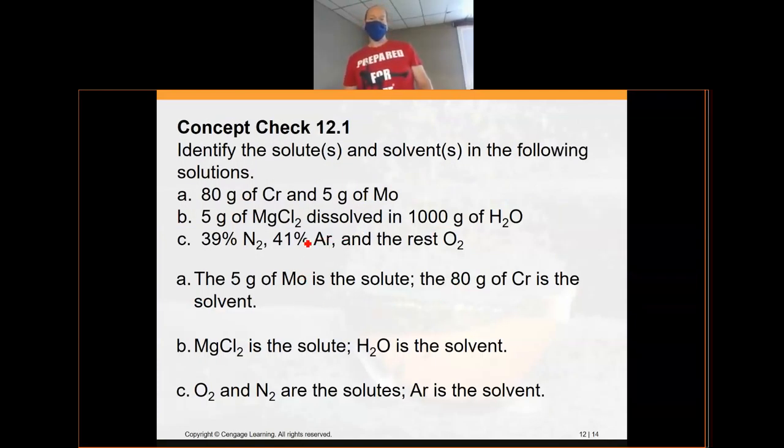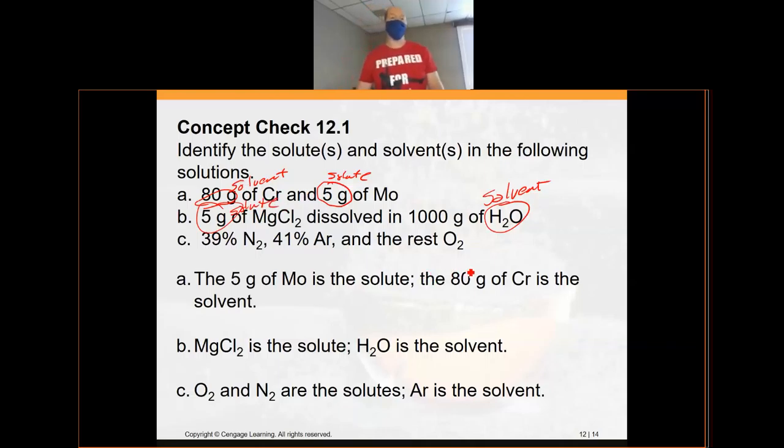All right, so if we want to know the solute and solvent, if we have two solids like chromium and molybdenum, your smaller amount is your solute, and the larger amount is your solvent. If you have two of the same solid, liquid, or gas, the one that's the larger amount is your solvent, the lower amount is your solute. Part B is the typical: you have a mass of magnesium chloride solid dissolved in the universal solvent water. Solvent and solute.